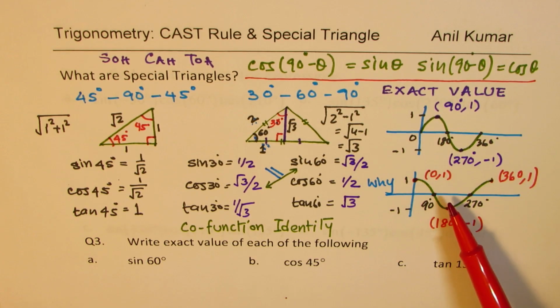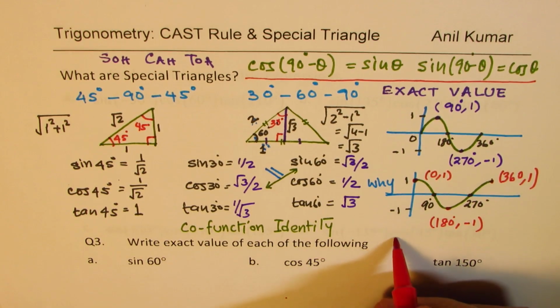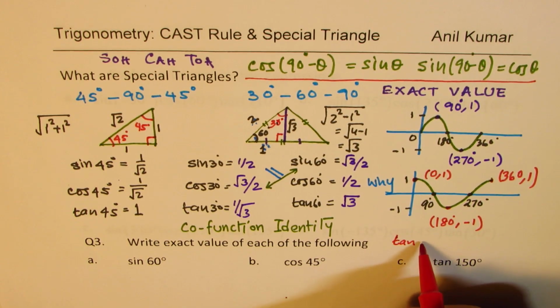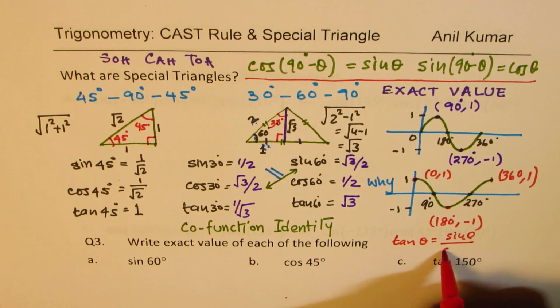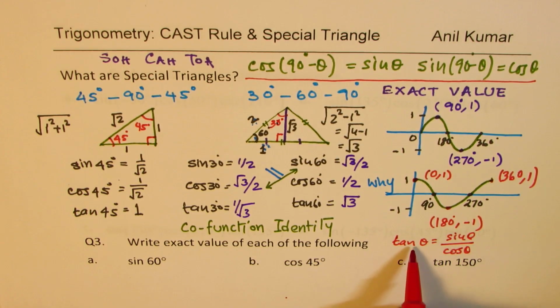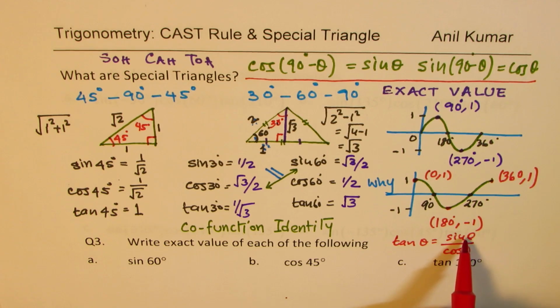Now if you talk about tan, well, tan is the ratio of sine and cosine. So then we should think about it like this. Tan theta is sine theta over cos theta. So when is tan 0? Whenever sine is 0. Is that okay? That is how you'll figure it out.